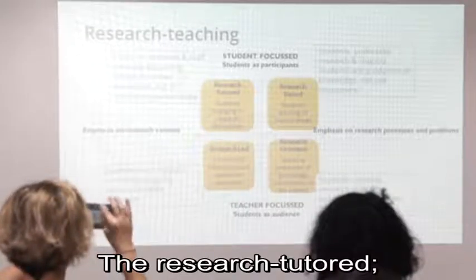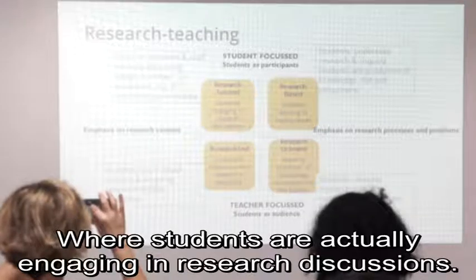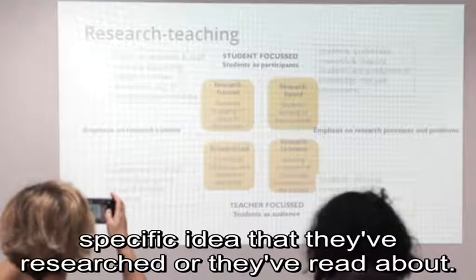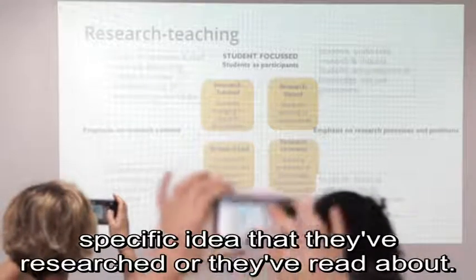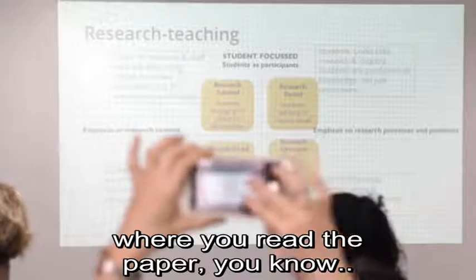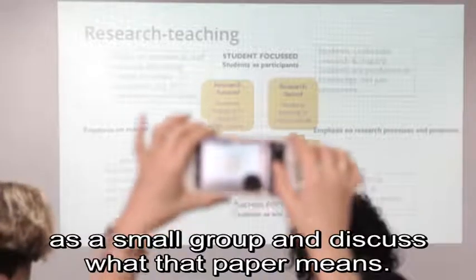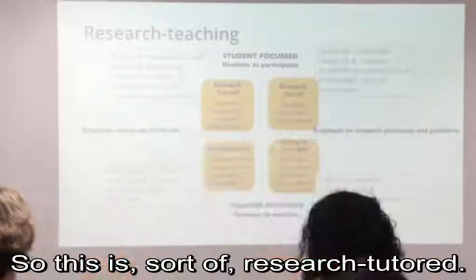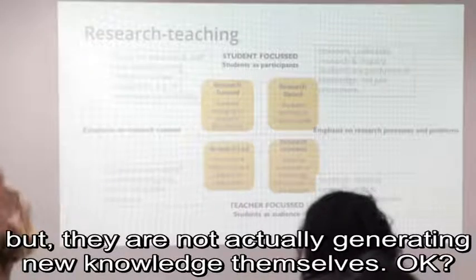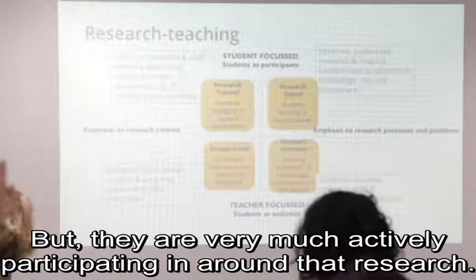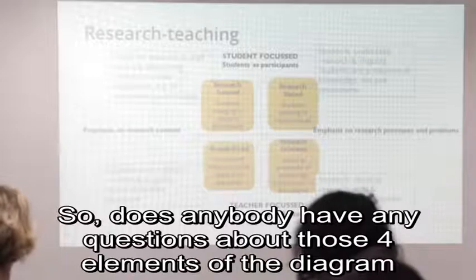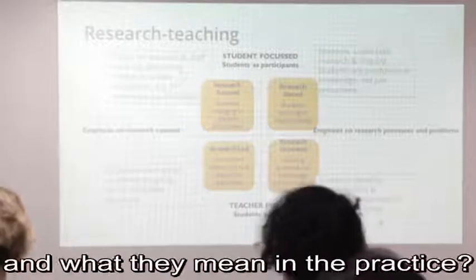And then over here, the research-tutored, where students are actually engaging in research discussions. So some of the ideas can be seminars where students are talking about a specific idea that they've researched or read about, or it could be a journal club type approach where you read a paper as a small group and discuss what that paper means. So this is research-tutored, so students are engaging in those research discussions, but they're not actually generating new knowledge themselves, okay? But they're very much actively participating in and around that research. So does anybody have any questions about those 4 elements of the diagram, what they mean in practice?